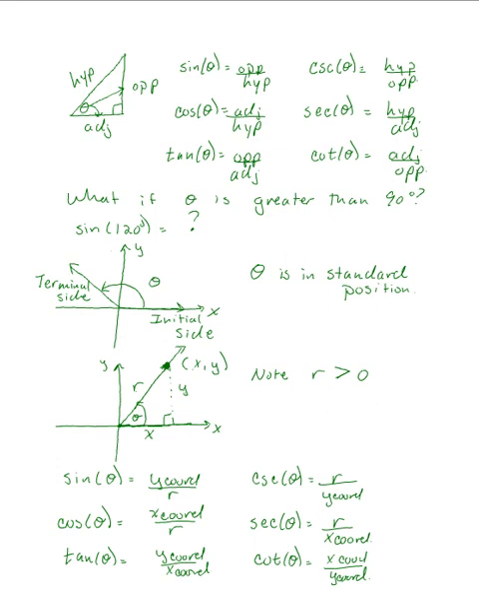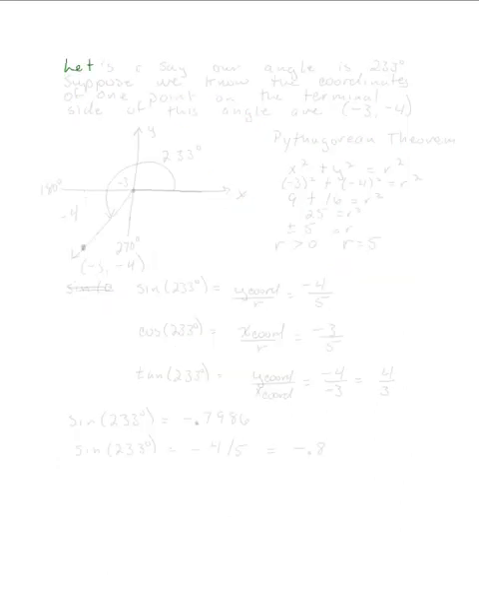Well, let's take a look now at a specific angle. Let's say our angle is 233 degrees, and we're interested in the 6 trig functions for 233 degrees. Let's further say that we know that the coordinates on the terminal side are -3, -4, approximately.